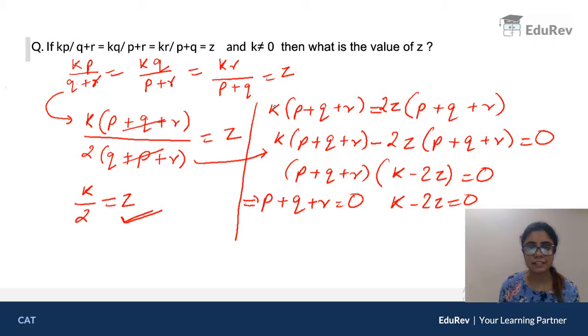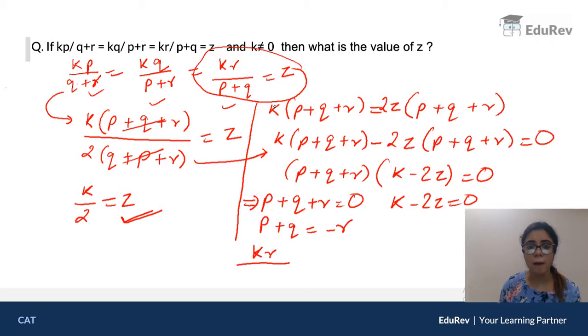Let's focus on this result, the first result. If p plus q plus r is 0, then can I say p plus q is equal to minus r? I'll take r on the other side. Theek hai, abhi inn teenon mein se you can take any relation. Suppose I pick this relation. We know kr upon p plus q is equal to z. So I'll write kr as it is upon p plus q. But I know p plus q is minus r. So upon minus r is equal to z. So your r will get cancelled. So your value of z is equal to minus k.